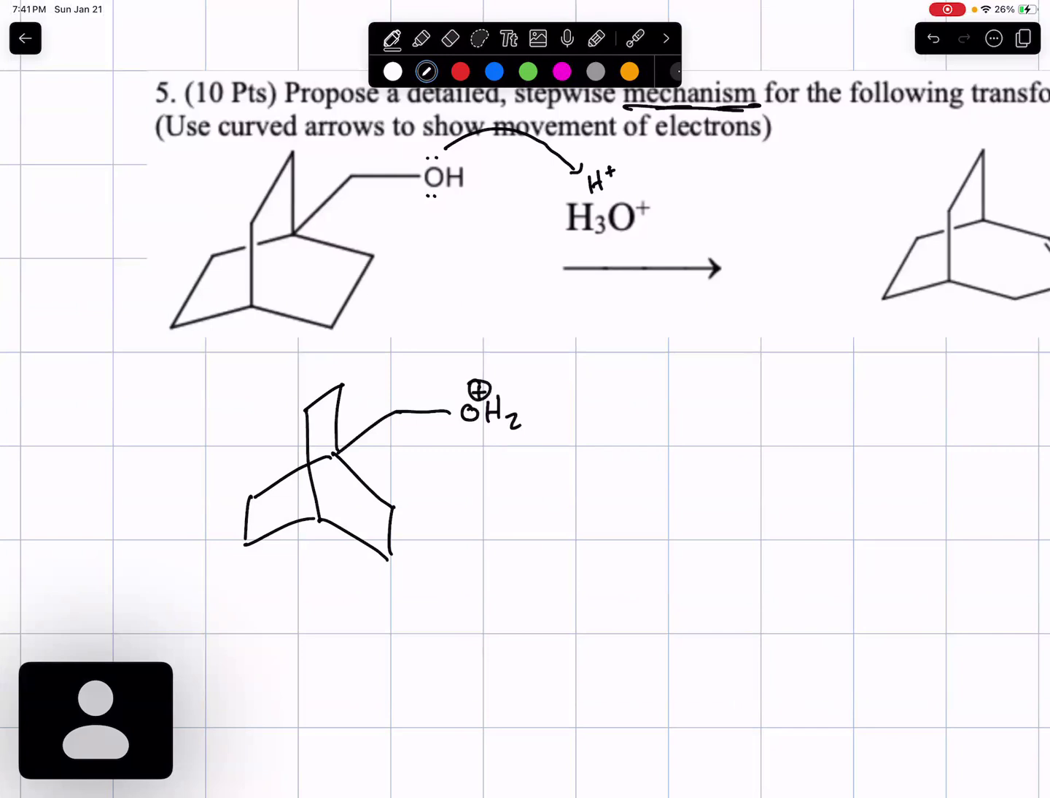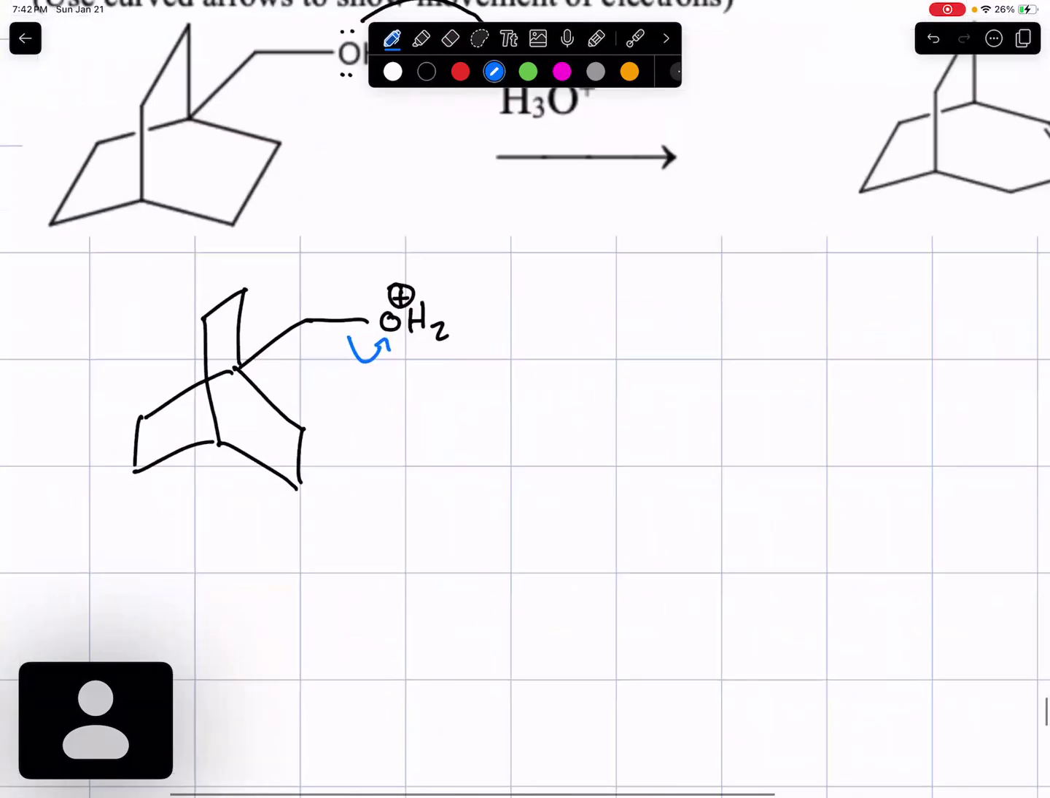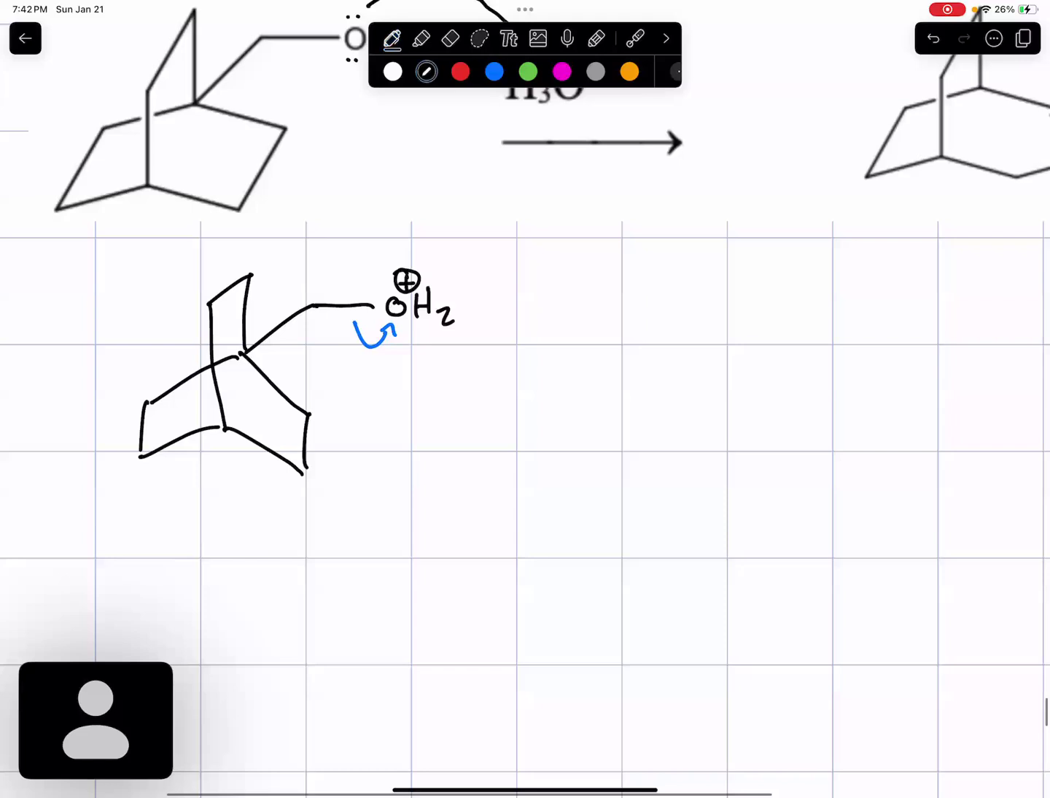Okay, now it became a good leaving group. Let's say it does leave. What's gonna happen? If it leaves, what forms? Okay, so that leaves. Now what are we forming? A primary carbocation. So then you'd add it to that right side of the cyclo compound.